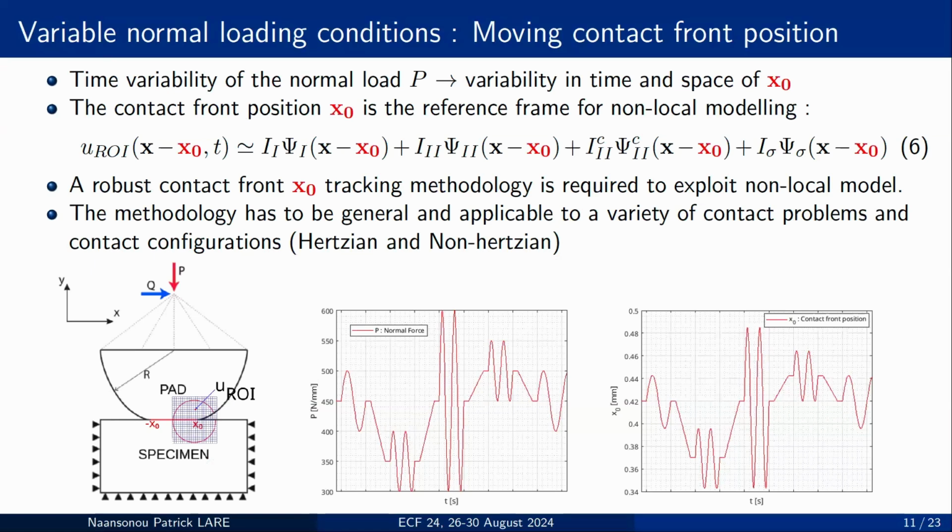Okay, so as I mentioned, during the simulation the normal load is moving, and we know that for this kind of configuration, the normal load dictates the contact front position. So it means that if I vary the contact force P, the extent of the contact zone will vary. If I press a lot, I will have a big contact zone size. If I press less, I will have a smaller contact zone size. For example, if my normal force varies like the figure in the middle, my contact front position will also vary like that.